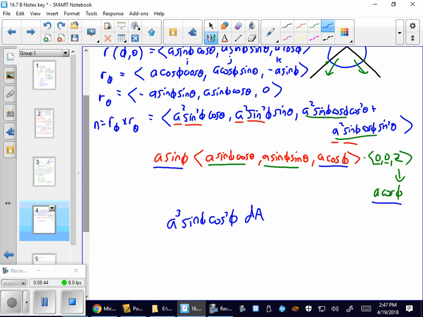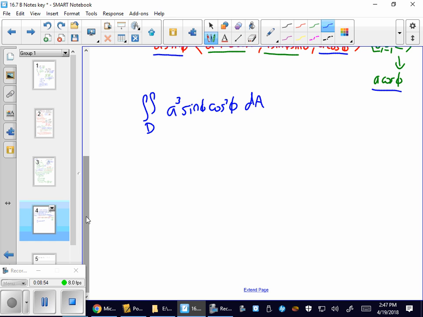Cosine times cosine squared. And I'm going to have to take the double integral over d of that dA. Now, we are talking about an entire sphere here, so phi is going to go from 0 to pi, from the top all the way to the bottom, and then, of course, theta goes all the way around 0 to 2 pi. This a cubed is a constant. It can be pulled out to the front. Again, phi goes from 0 to pi. Theta goes from 0 to 2 pi.